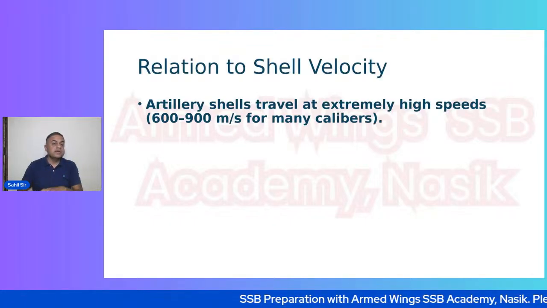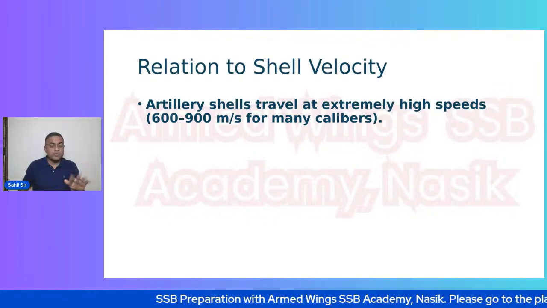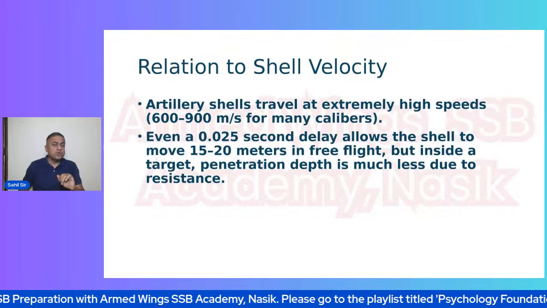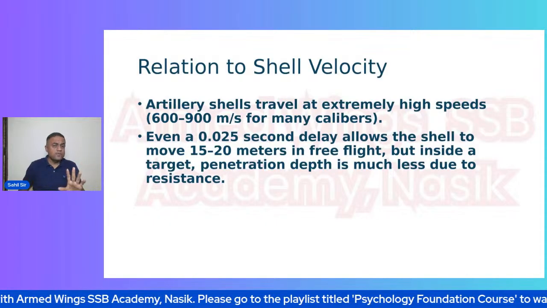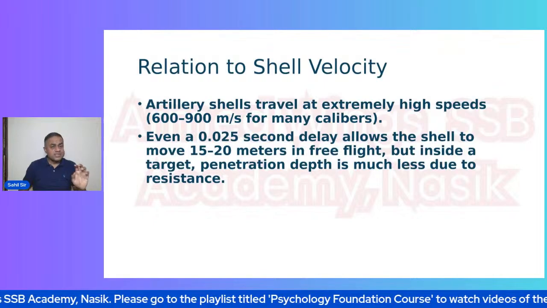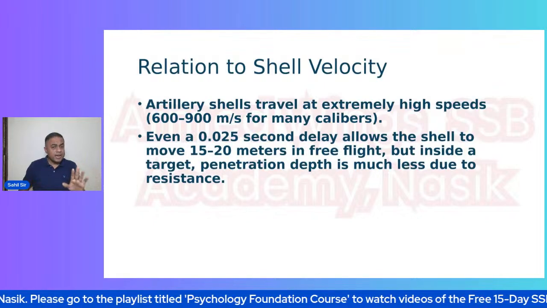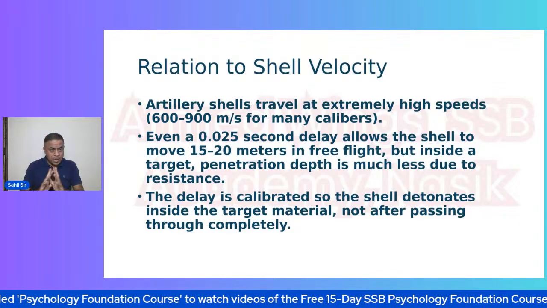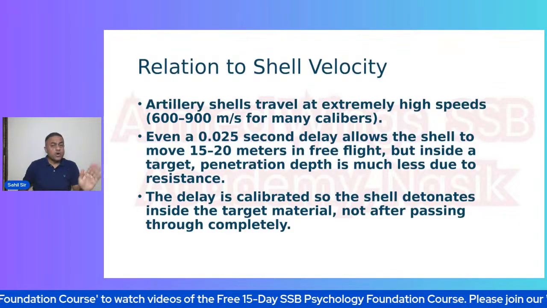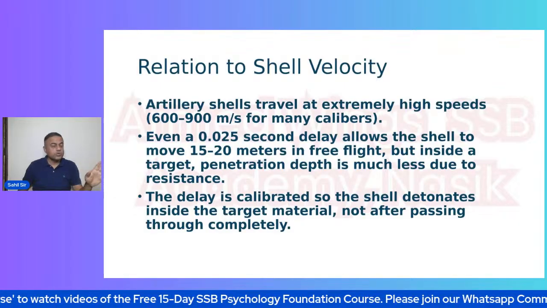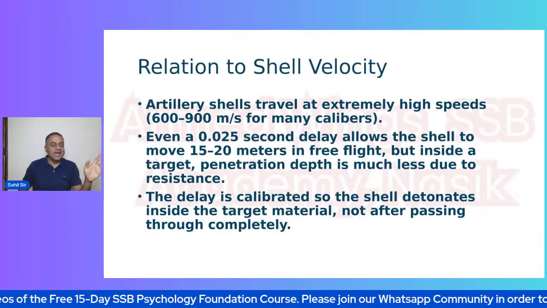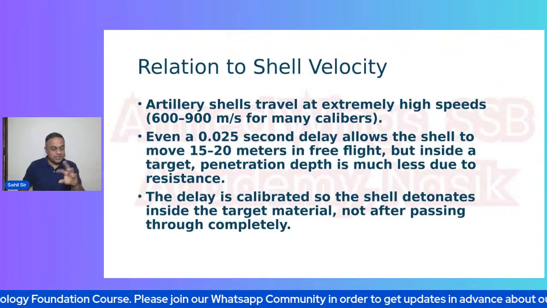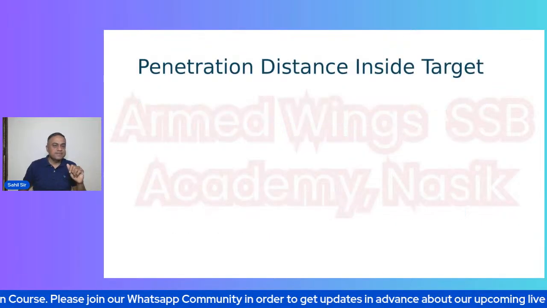Now, artillery shells generally travel at extremely high speeds, somewhere around 600 to 900 meters per second for many calibers. Even a 0.025-second delay allows the shell to move 15 to 20 meters in free flight, but inside a target, penetration depth is much less due to resistance. This delay is calibrated so the shell detonates inside the target material, not after passing through completely. If it passes through completely, comes out from the other side, then of course there is no use. So that is why everything is taken into consideration when this fuse is designed and when the shell is fired.